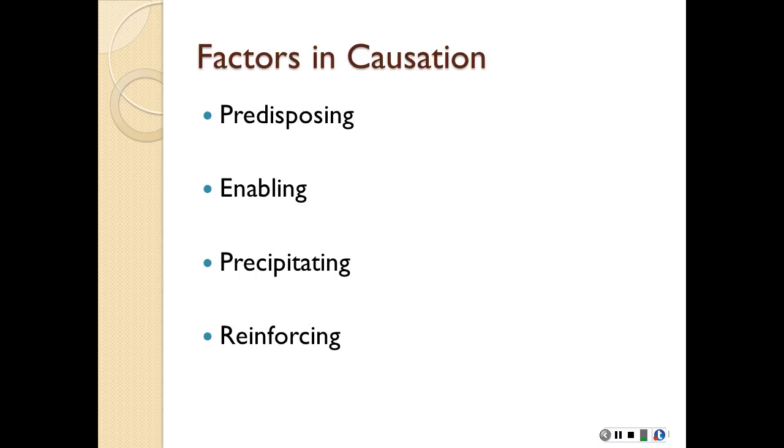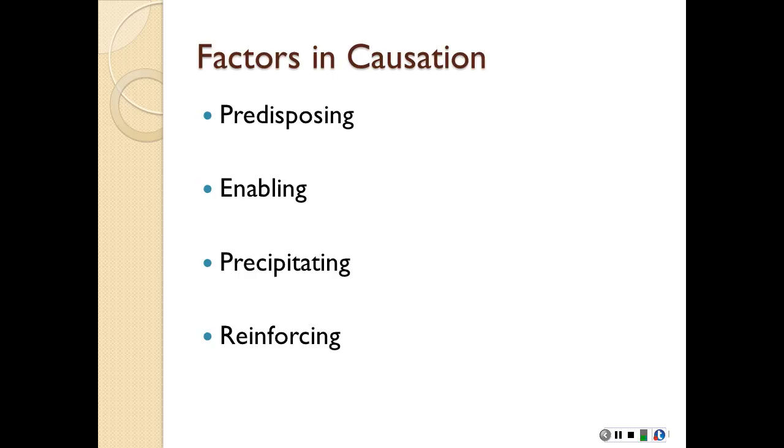Enabling factors are external factors that may contribute to the development of disease. These are things like being low income, or having poor nutrition, or unsafe housing, other socioeconomic factors. These are external to you, but they can contribute to you getting the disease. So the tuberculosis example, for instance, if you live in really crowded conditions, that enables the transmission of tuberculosis.